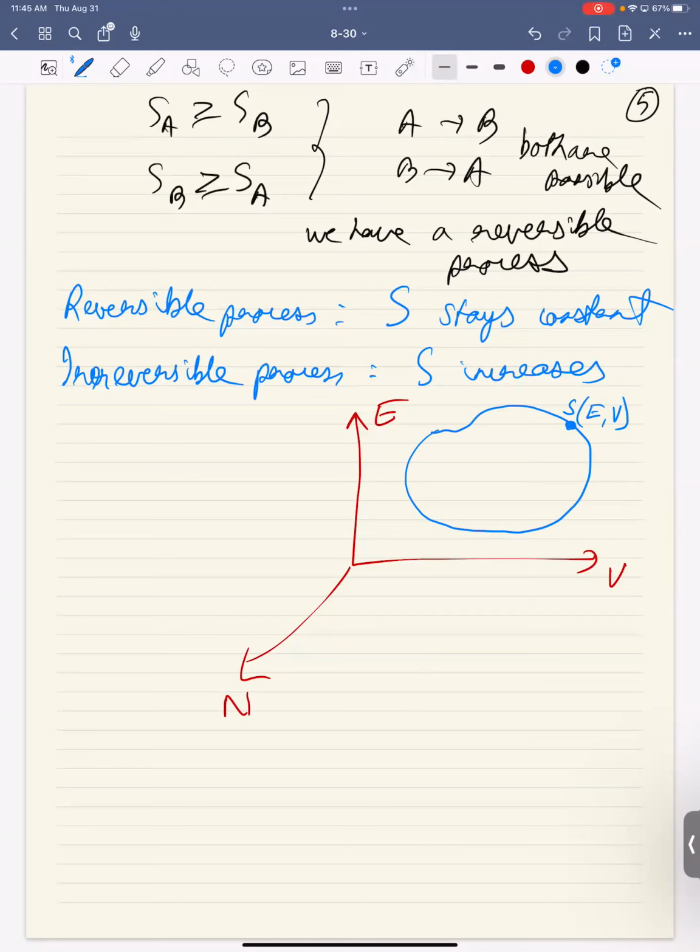Okay, so I have drawn a contour line over here. So all of these are the same value of entropy. Now, let's say this value is 10, some number, okay? Now I draw another contour line. Over here, the value of S of E, V along all of these states is 8. What I'm saying is you can go from this one to this one, but you cannot come back. So there is no contradiction in this. That's all I'm saying.